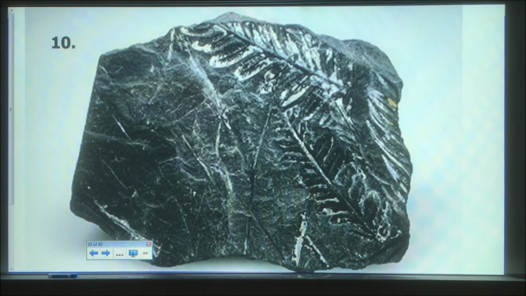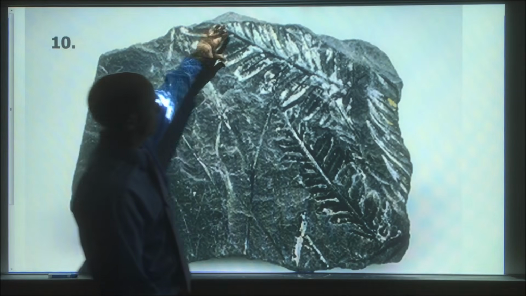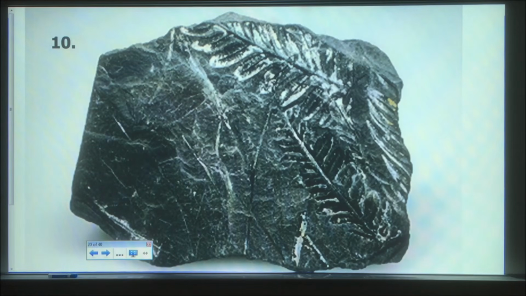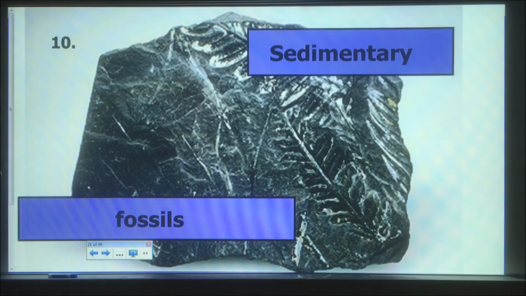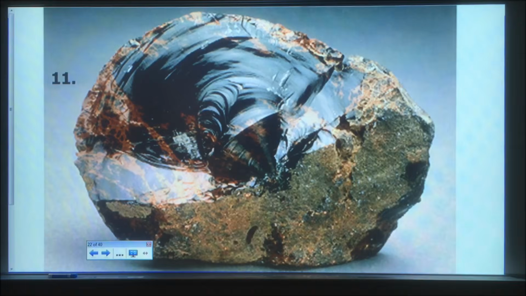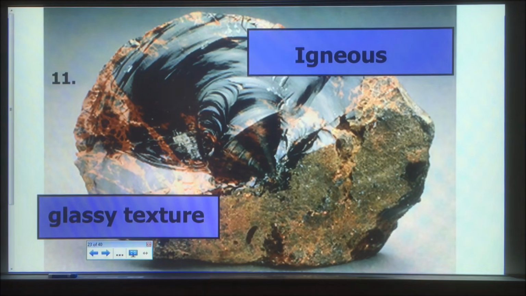That's number 9. Number 10, you have to look. Some students I know missed this. Look at this here and this here. That is fossils of some sort of plant, therefore sedimentary rock due to the fossils that are obvious there. This one is igneous rock due to glassy texture.